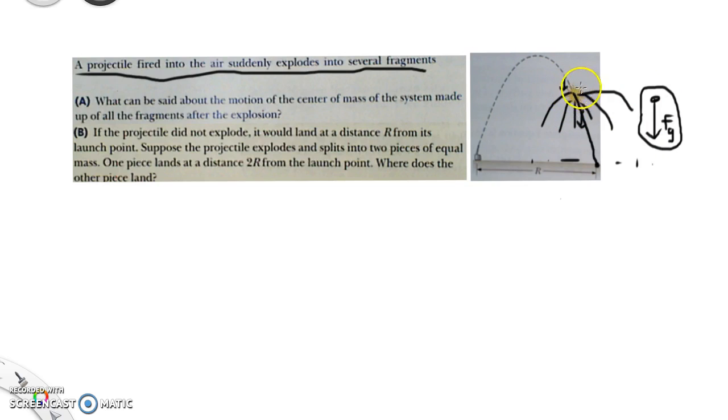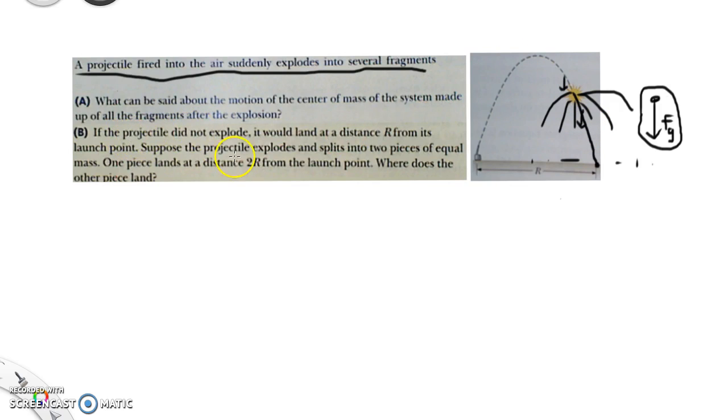Now, if we look at when it exploded, what's happening there is there's an internal force causing the shape of the object to change. Since that's just an internal force, it doesn't actually change what forces are acting external to the center of mass. So when we come to these questions as to what can be said about the motion of the center of mass of the system, well, it's going to maintain that same path that it would have been taking the whole time. Okay, it wouldn't even notice. The center of mass doesn't even notice that the projectile exploded on its way down.